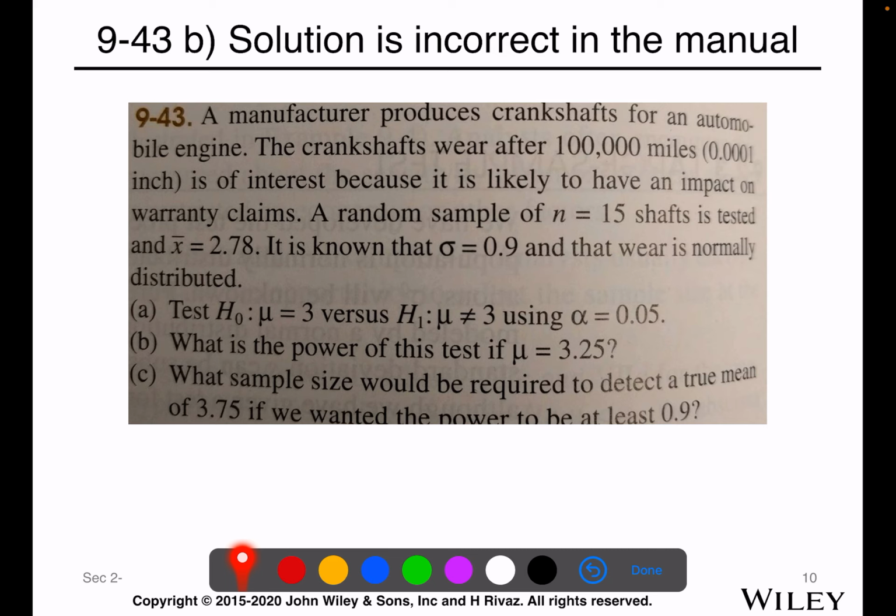I don't mean to interrupt. I'm just curious. When the mean is 2.78 or it's 3, what does that mean in terms of the actual word problem itself? What does X bar mean in terms of the problem? Because it says crankshaft wear after 100,000 miles. Is that testing to say that there are 15 shafts that have been used for 100,000 miles and seeing if they have worn? Yeah, that's a very good question.